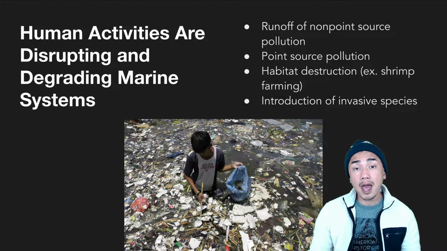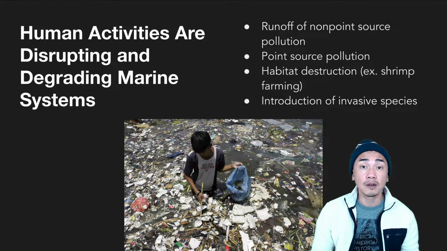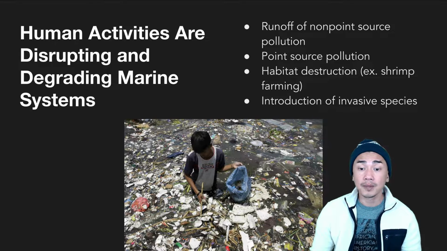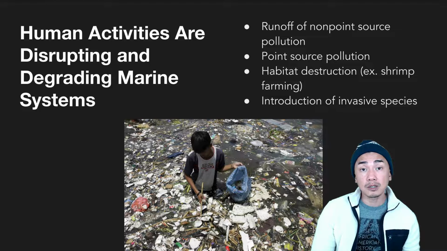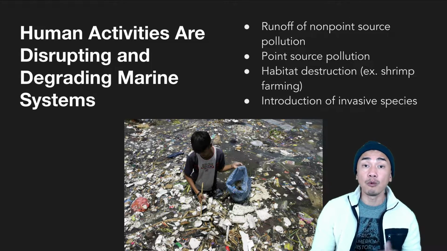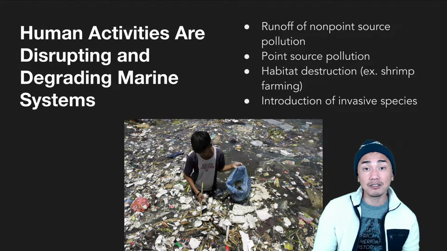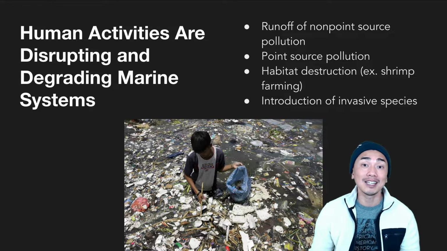Secondly, we're destroying habitat in a number of other ways. One example is aquaculture, or specifically shrimp farming. Shrimp farming operations have led to the cutting down of mangrove forests along coastlines so that they can set up these operations. And lastly, marine ecosystems are having to deal with the introduction of invasive species from one body of water to another body of water. One example is the lionfish that is native to the Pacific but is decimating populations of fish in the Atlantic.